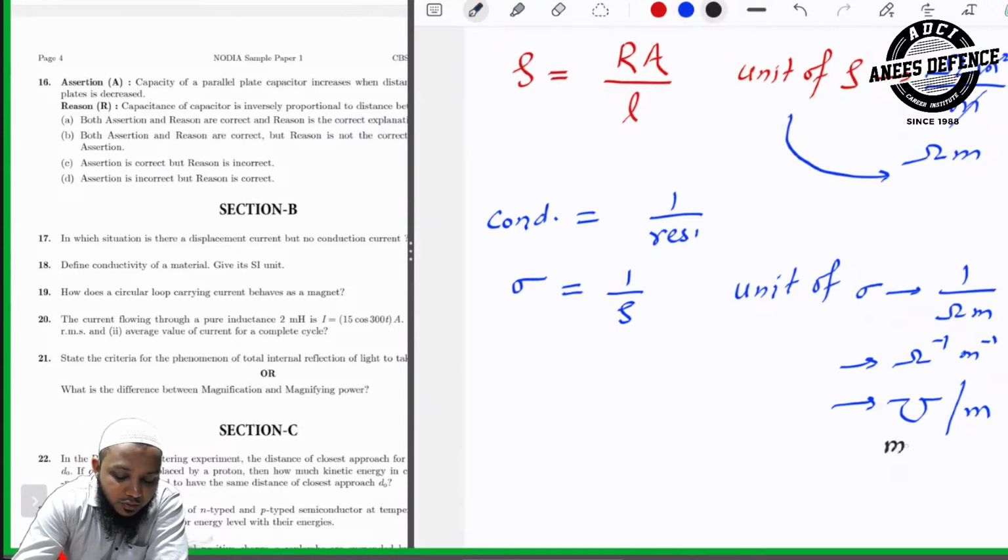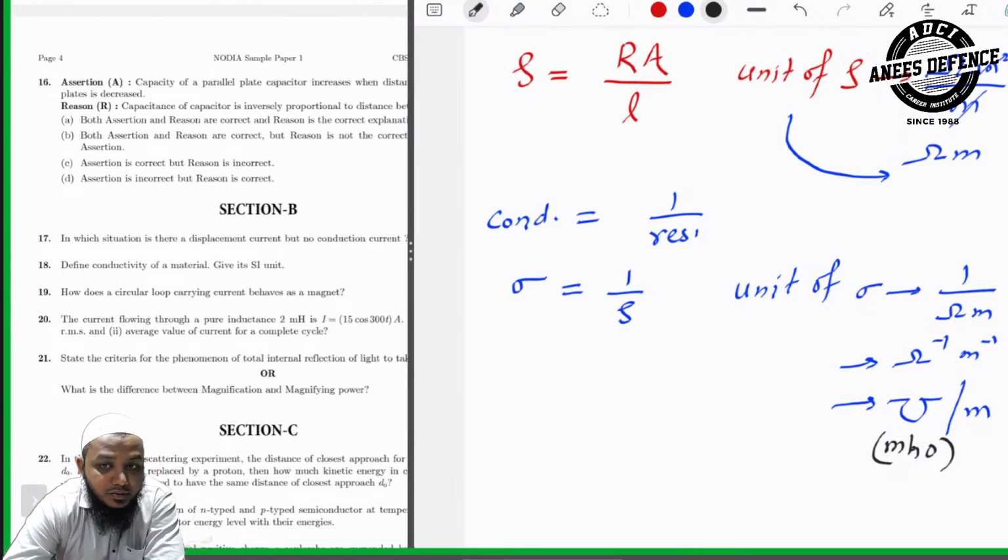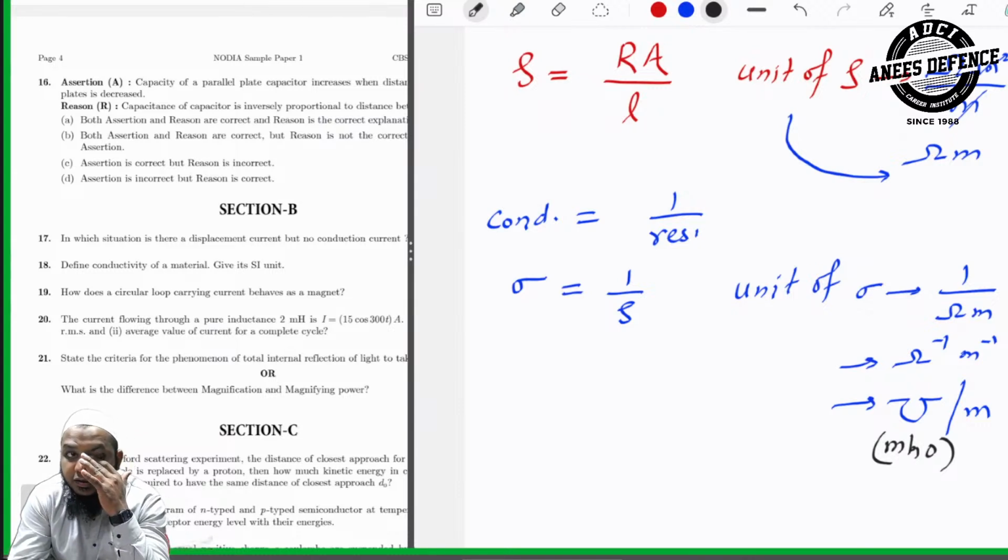This is read as mho, reverse of ohm. The reciprocal of ohm is mho, reverse of ohm, because it is reciprocal, no? So that's why it is written reverse. So we have defined the conductivity. It is the reciprocal of resistivity, and it depends on material. It slightly depends on temperature also, and its unit is mho per meter, or ohm inverse meter inverse.